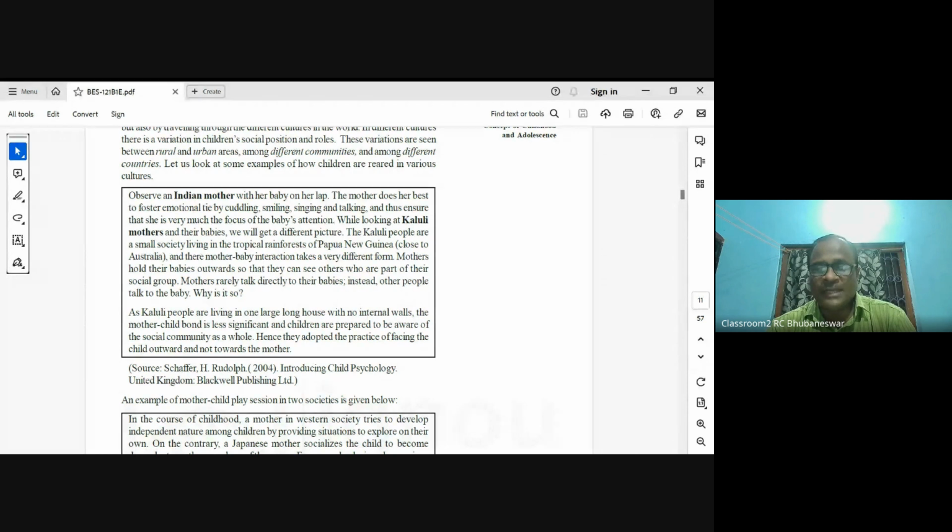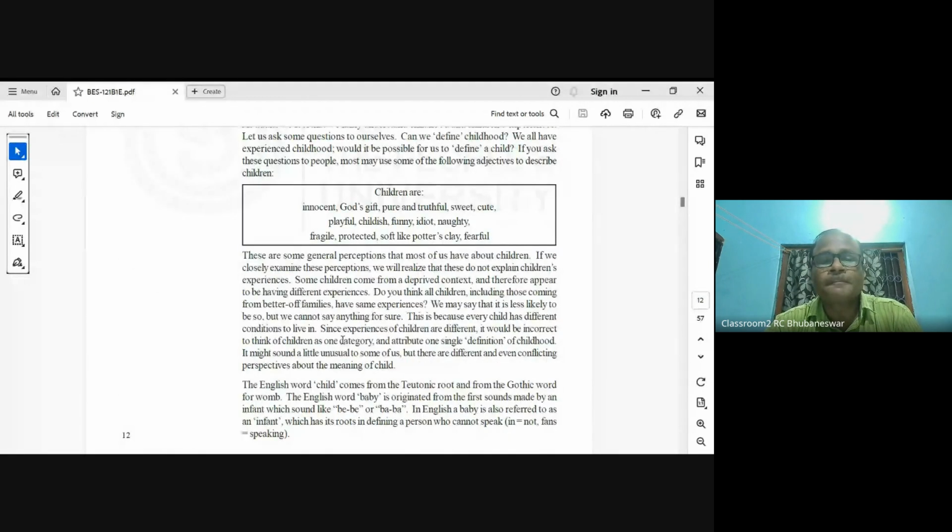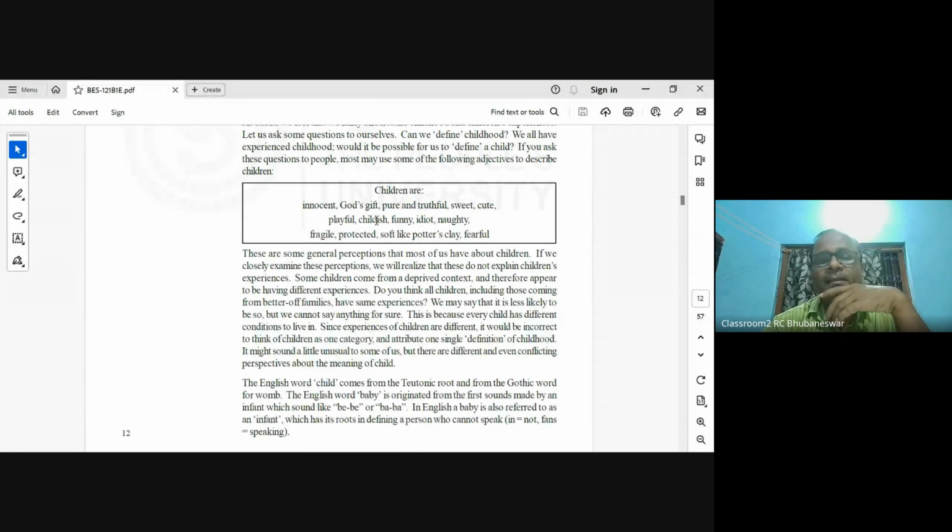Under cognitive development, we can think, what is your syllabus? Before going to discuss cognitive development, I just want to share another quote from your study material. Children are innocent, God's gift, pure and truthful, sweet, cute, playful, funny, idiot, naughty, fragile, protected, soft, like potter's clay, fearful.